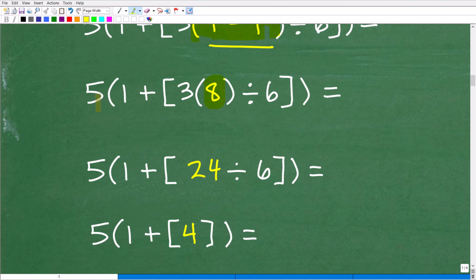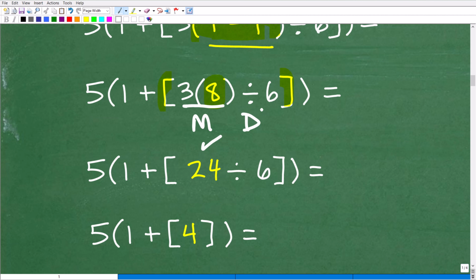All right, so now looking at the problem, I have 5, I have parentheses, I have brackets right here. These brackets are the same thing as parentheses. So I'm going to focus in on the inner parentheses with the problem as it's written right here, which is, of course, what's inside the brackets. Now when I look at that, I got 3 times 8 divided by 6. So I have multiplication and I have division, so I'm going to do what comes first from left to right. Of course, that would be multiplication. So we're going to have 3 times 8, which of course is 24.